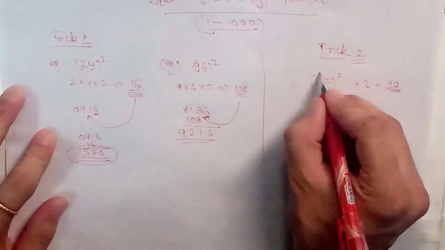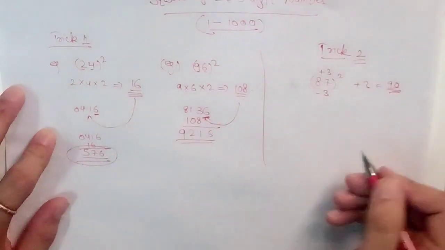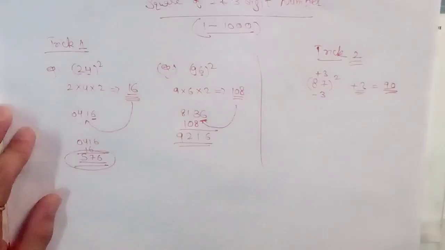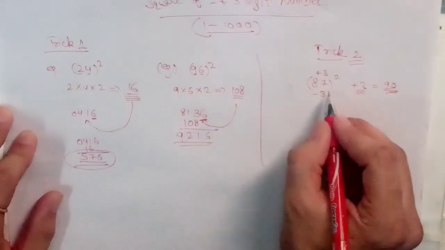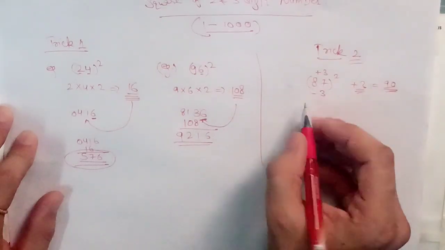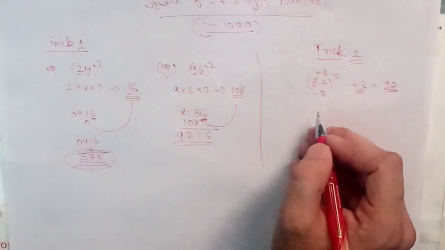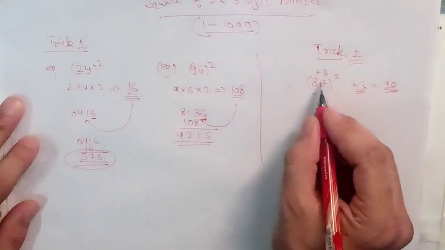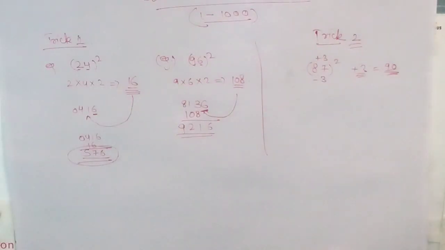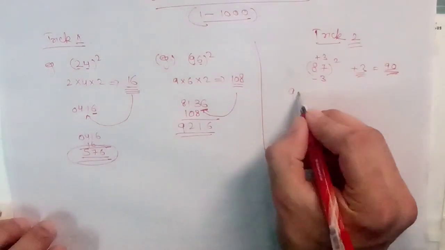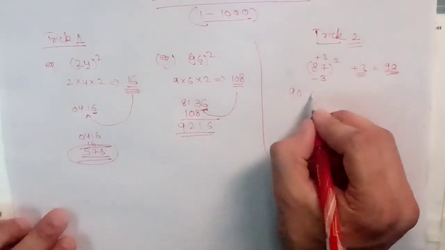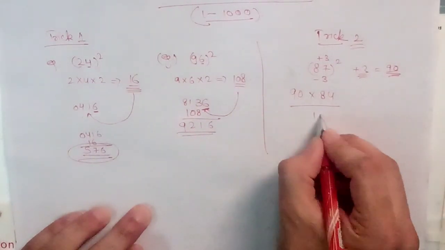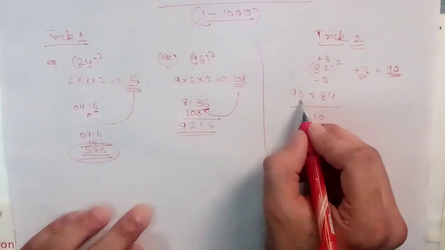So you need to add 3 and subtract 3. Okay, the number which will give you the closest tens of the digit. So plus 3 and minus 3. Now you need to multiply this addition to this number and subtraction to this number. Okay, 87 plus 3 will give you 90, and 87 minus 3 will give you 84. Okay, simple.